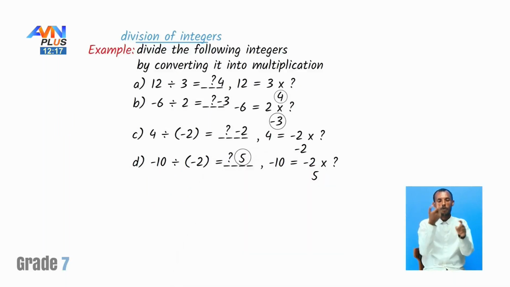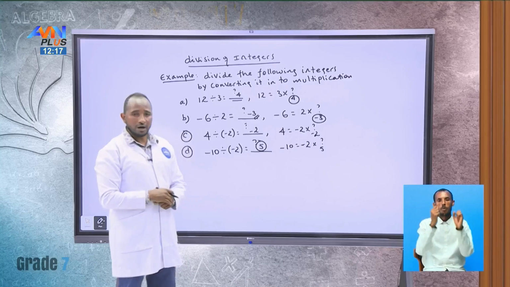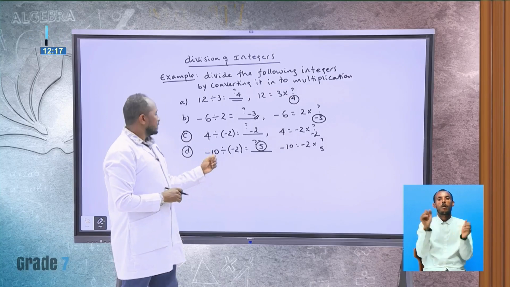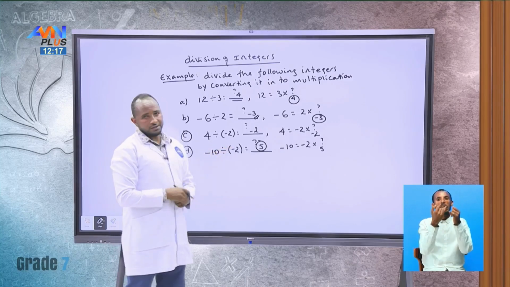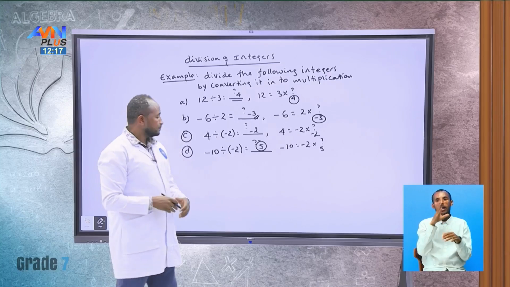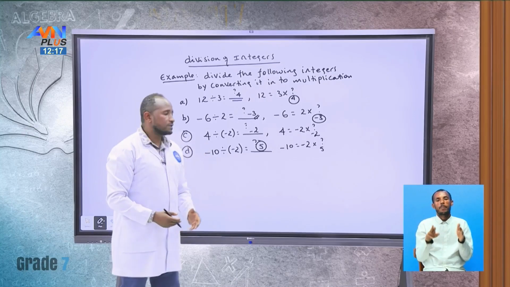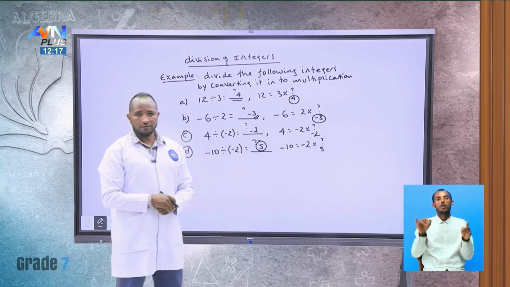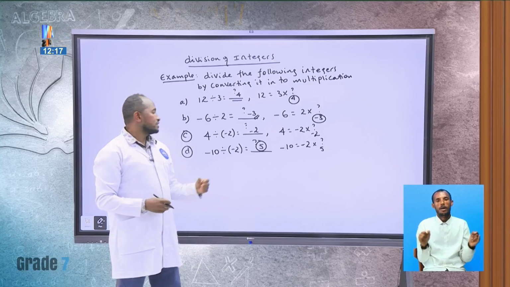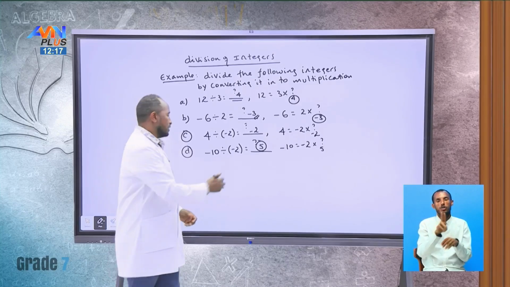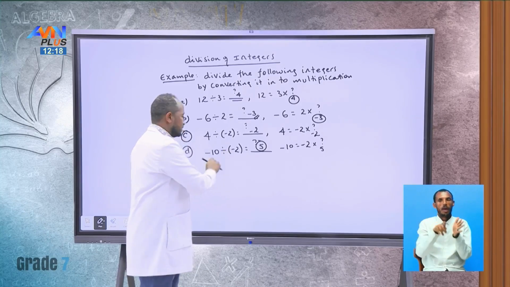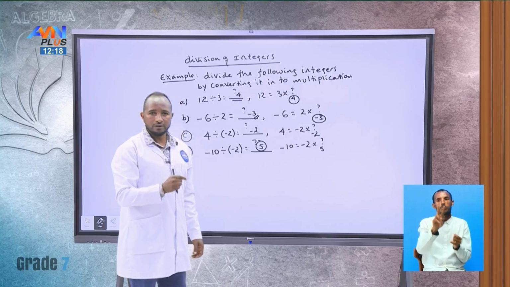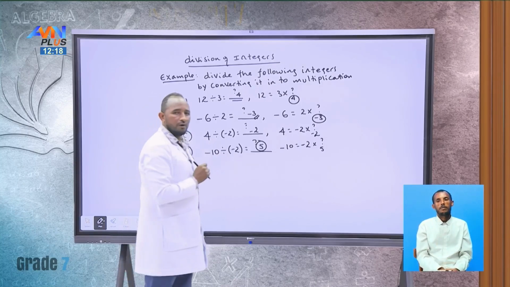So from this activity, you can see that if both the dividend and the divisor are negative, the sign of the quotient is positive. And you divide the numbers as usual. Simply, just forget the negatives. Divide 10 by 2. 10 divided by 2 is 5. The answer will be 5.